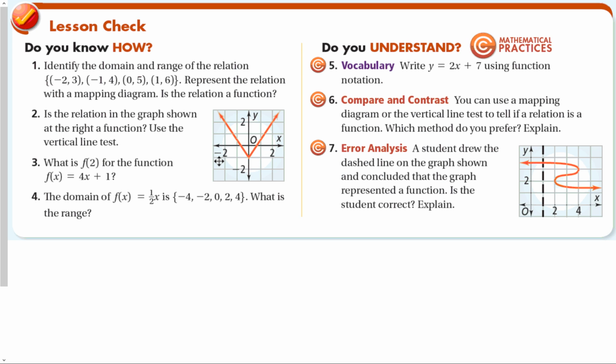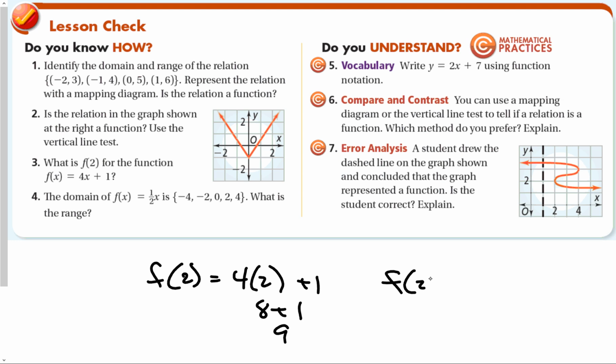What is f of 2 for the function f of x is equal to 4x plus 1? Well, let's do this. F of 2 is going to be equal to 4 times 2 plus 1, which is 9. So f of 2 is equal to 9. If I want to write this as a coordinate pair, I would have 2, comma 9. Domain is -4, 2. What is the range? So you just plug all these back into this function right here, and we get -2, -1, 0, 1, and 2.